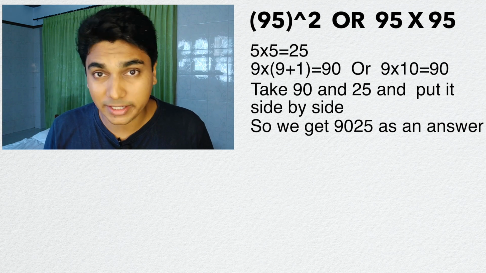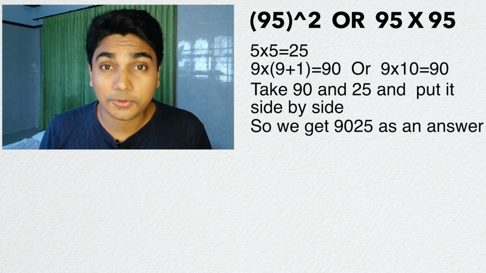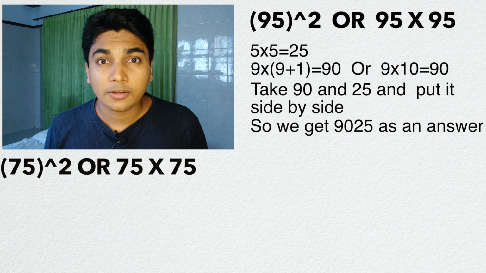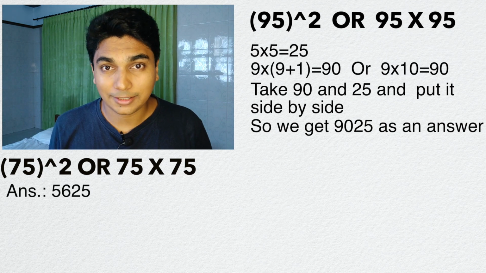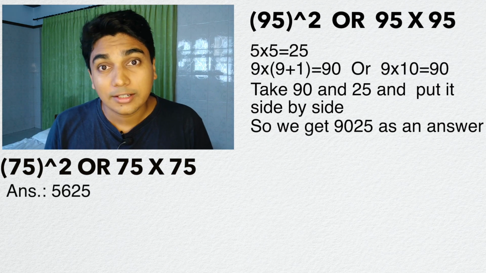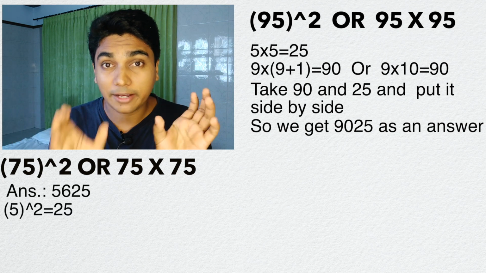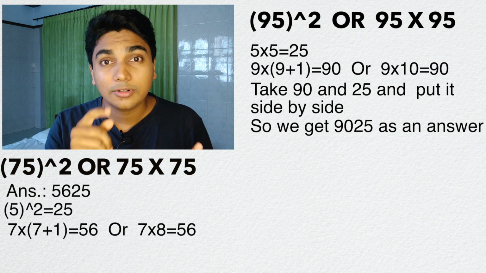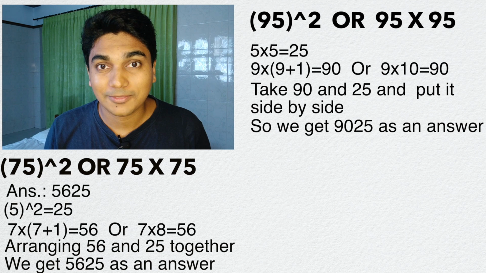Now let's take another example. What is 75 square? The answer is simple. 5625. How did I do it? 5 squares are 25, keep it aside. 7 eights are 56. So 5625, right?